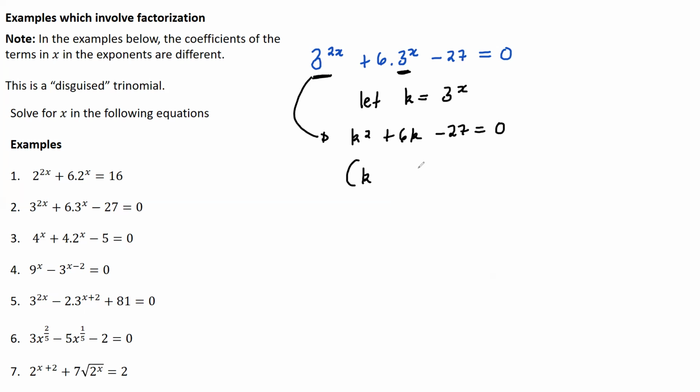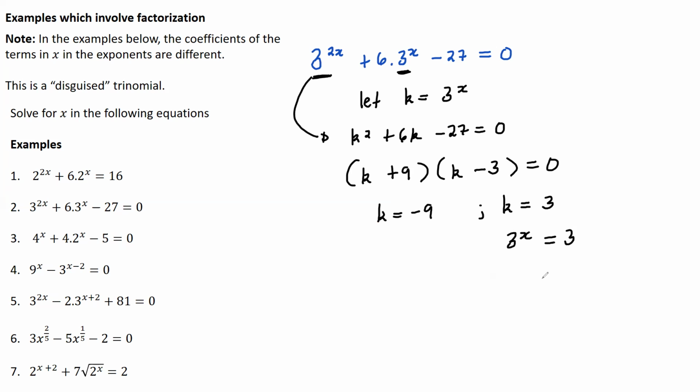And then I think I can do the factoring out nicely there. This should be plus 9 minus 3. So k is -9, or k is +3. 3 to the power x, that's my k. So x is 1. Then here 3 to the power x is -9. But I did explain on the previous question that it's not going to be possible. And then you've got only one solution here. I think I'm okay with that, right?